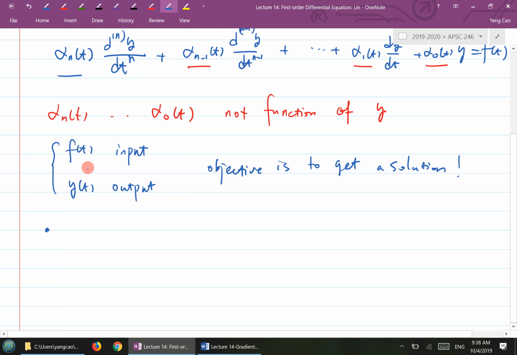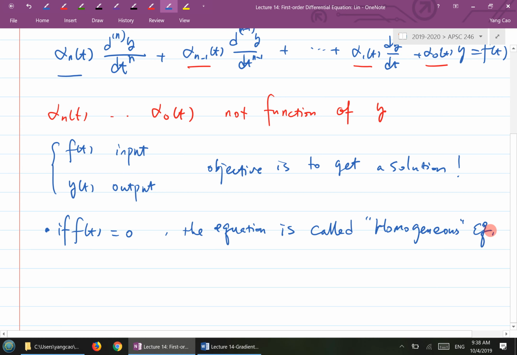And another thing that you will see later, okay? I said f of t is input, then f of t could be 0. So you can have a 0 input to the system. When you have a 0 input to the system, then this equation becomes an equation called homogeneous equation. Now you might wonder, well, if input is 0, then what is going on? Why do we still bother to solve the system, right?